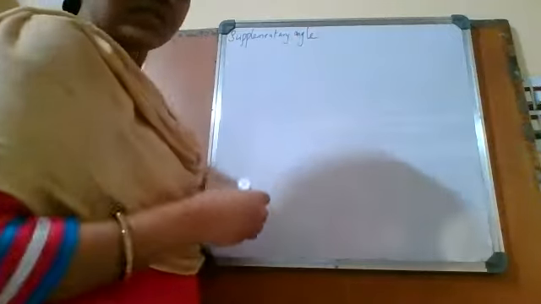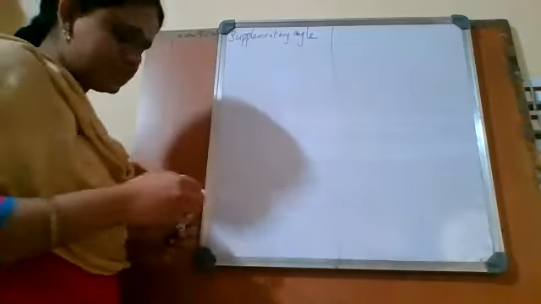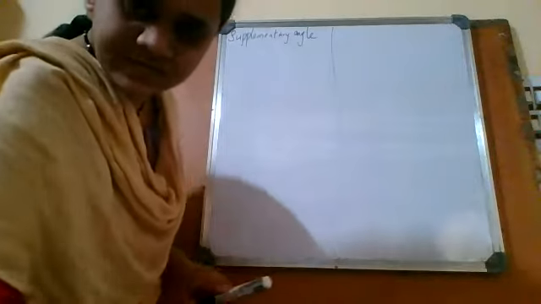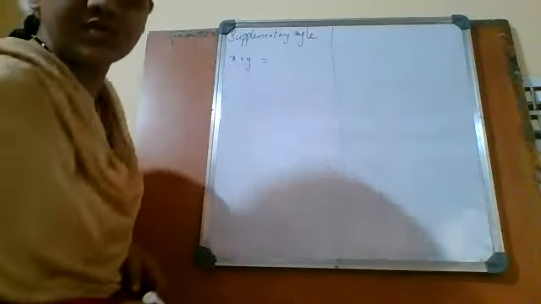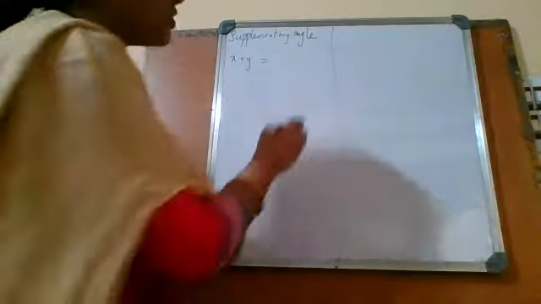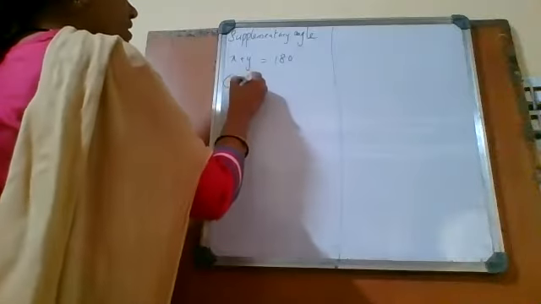Supplementary angle means the sum of two angles should be equal to dash. Anyone in the class? The sum of two angles is equal to dash. How much is it? Suppose x plus y should be equal to how much? 180 degrees. Very good, Spurti, very good. 180 degrees. Next, complementary angles.